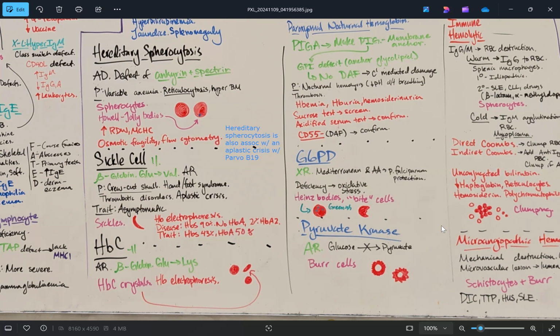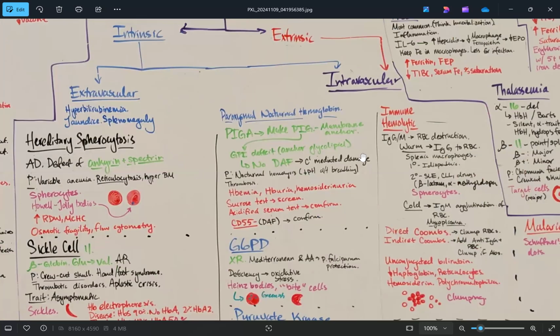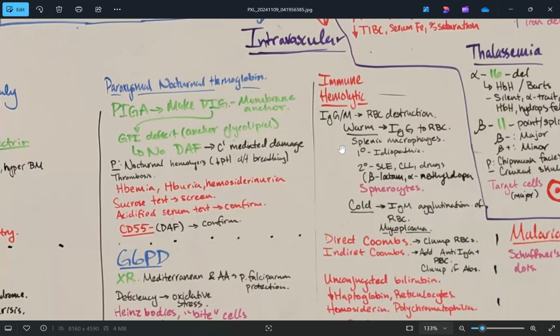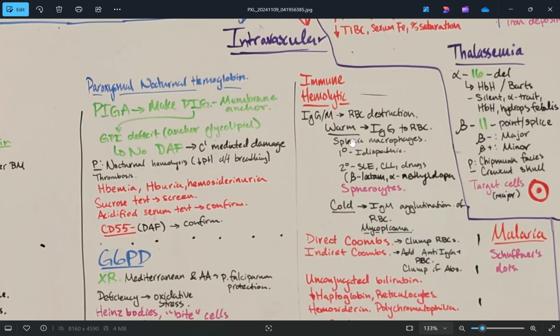This is a disease with a mutation of PIGA, which makes your PIG, a membrane anchor. And if you have a deficit in that, then you also have a deficit in GPI, which is another anchor glycolipid. And then therefore you don't have DAF. I don't know what it stands for, but it binds to GPI. And if you don't have that, which I think should inhibit complement, you'll have cell mediated damage without it. And so that's why you destroy your blood cells.